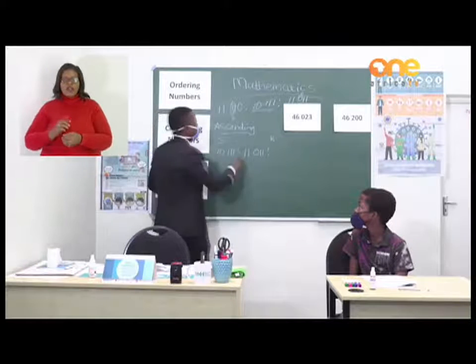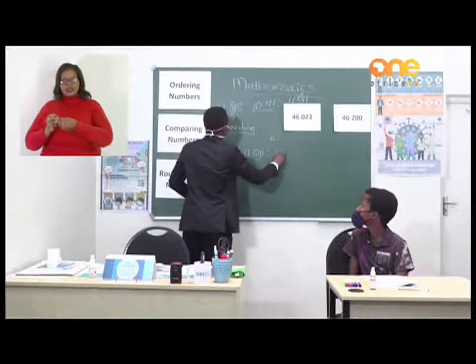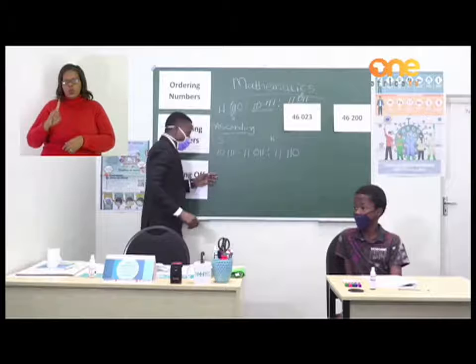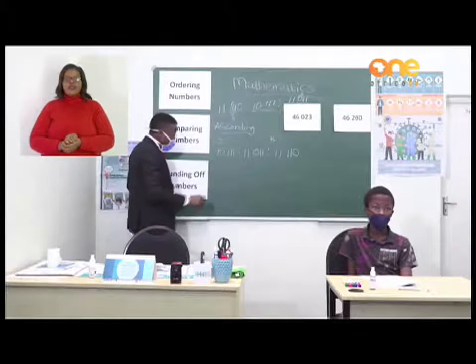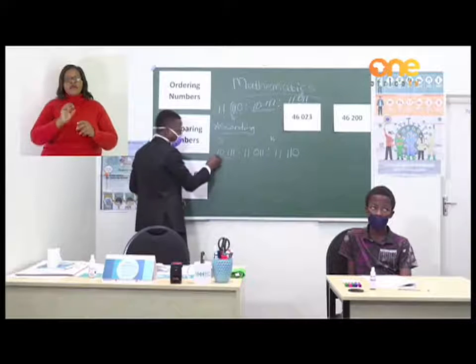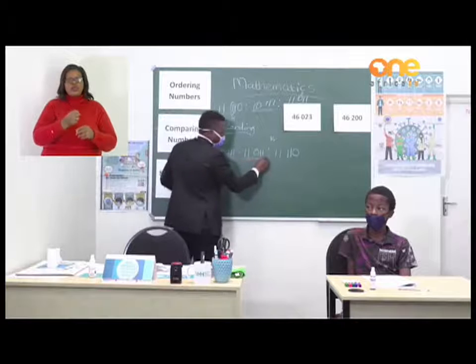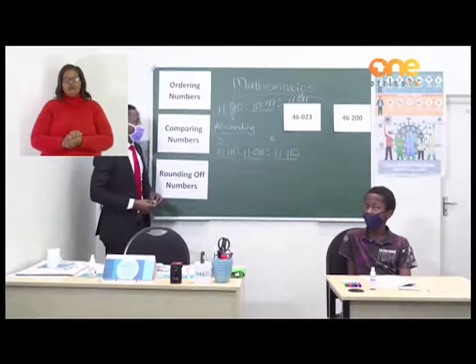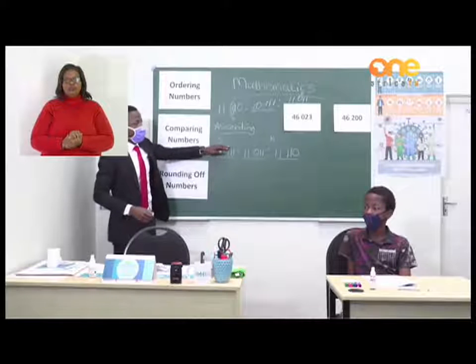And the last number, which is the biggest, will be 11,110. So in this manner, you can see that this is the smallest number, followed by that, and the last number, which is the biggest, stays there. So this is ascending order.